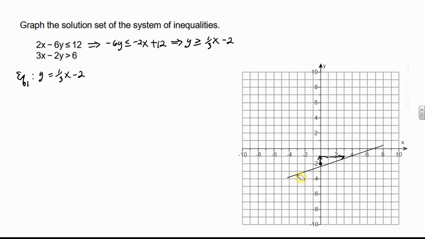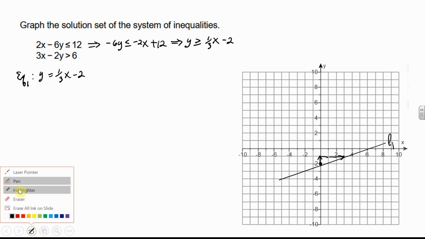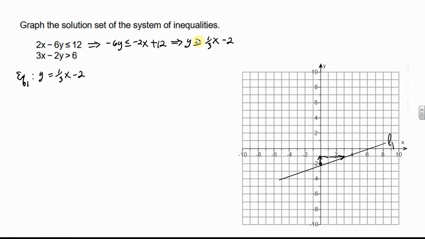Missed it. That was a good straight line, though. All right, that's going to have to do. So we call that line 1. And this line 1 is y greater than. That's everything above.